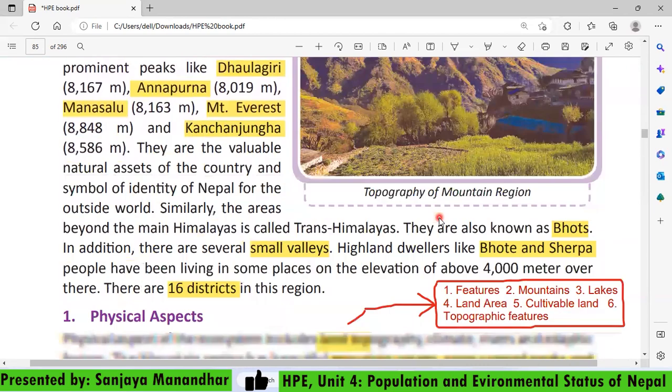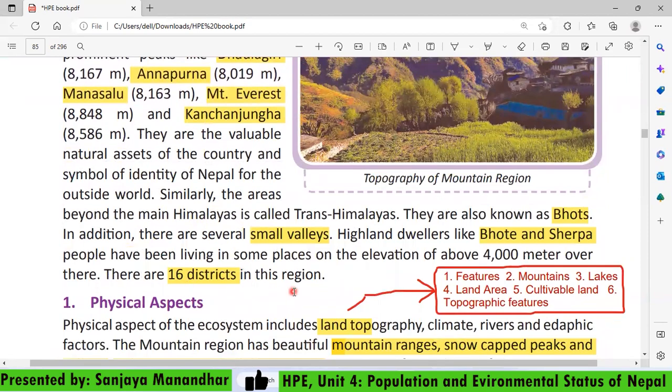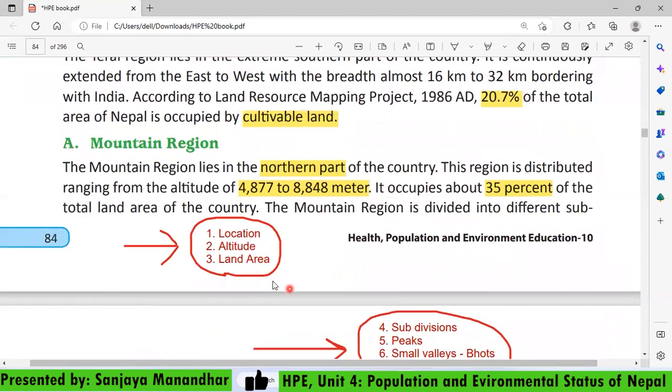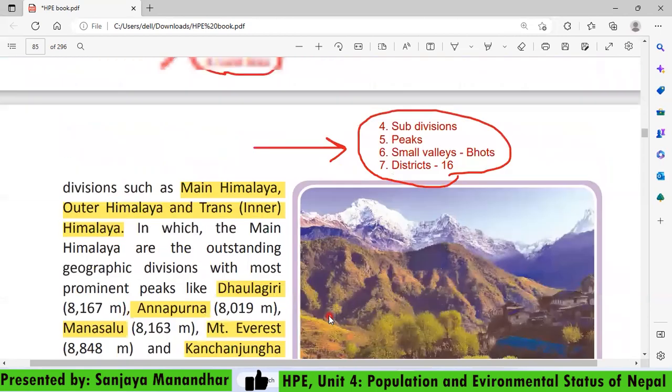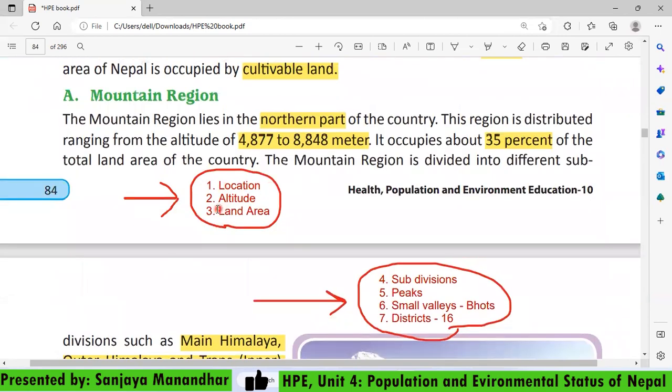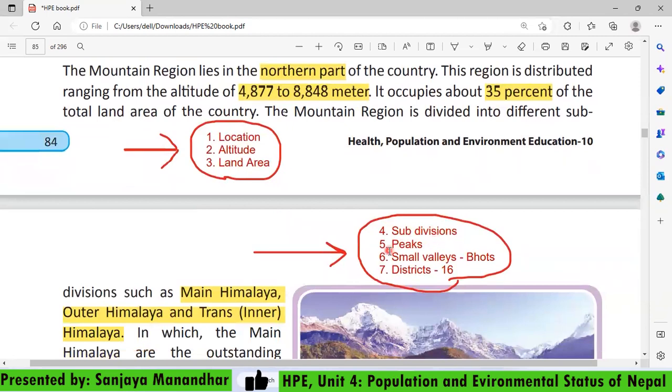Seven number, districts. How many districts are there? 16 districts. So this is all. From here to here, I have summarized here. One number location, two number altitude, three number land area, four subdivision, peaks, and small valleys called ports, and districts. In this way, you summarize them, take a note in these 7 points.